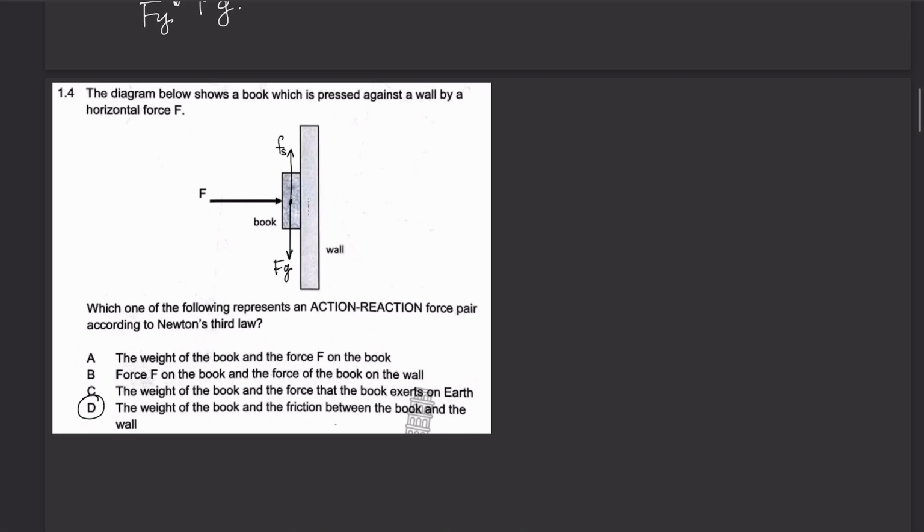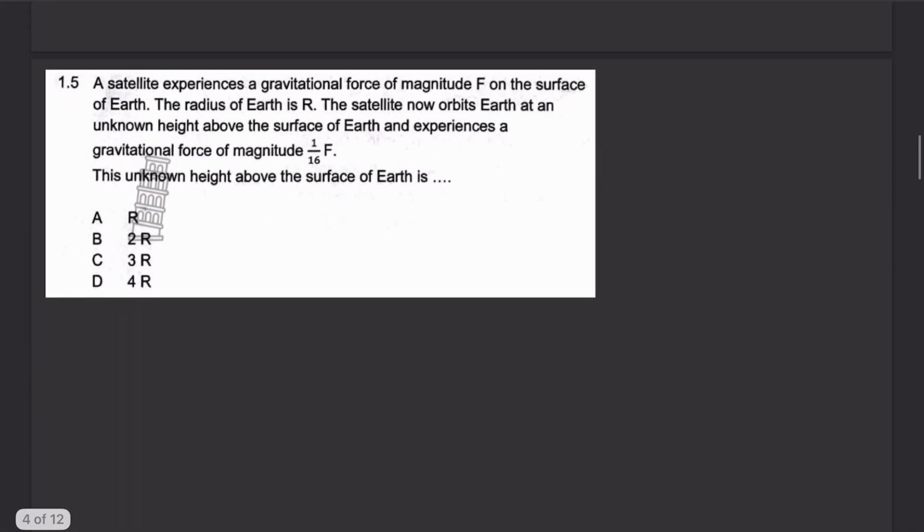Okay, let's move on. Question 1.5. A satellite experiences a gravitational force of magnitude F on the surface of Earth. The radius of the Earth is R. The satellite now orbits the Earth at an unknown height above the surface of the Earth and experiences a gravitational force of magnitude 1/16 F. This unknown height above the surface of the Earth is what?